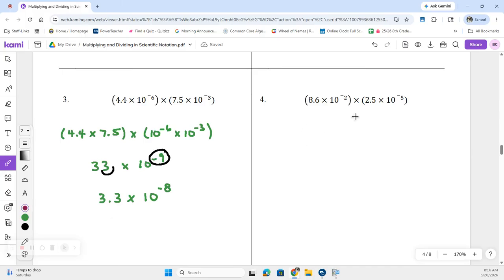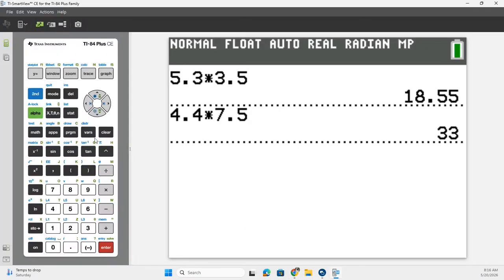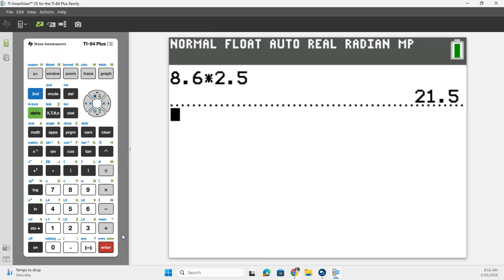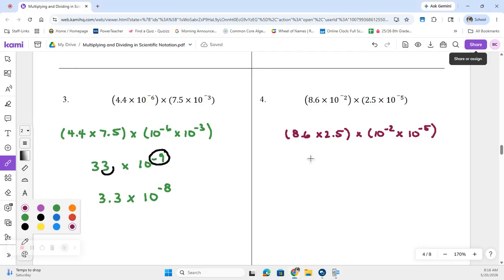And number 4, 8.6 times 10 to the negative second times 2.5 times 10 to the negative fifth. 8.6 times 2.5 is 21.5. 10 to the negative second times 10 to the negative fifth is 10 to the negative seventh. 21.5, we're going to shift to make 2.15 times 10. And again, up from negative 7 is negative 6.